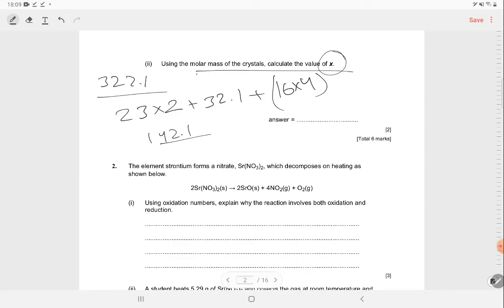Then, using your quick maths, you can easily work out 322.1 minus 142.1, which is basically equal to 180. And then because the Mr of water is 18, remember, H2O, 16 plus 2 is 18, you divide 180 by 18 and that gives you your X value, which is 10.